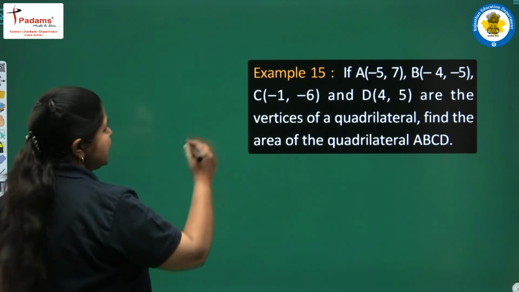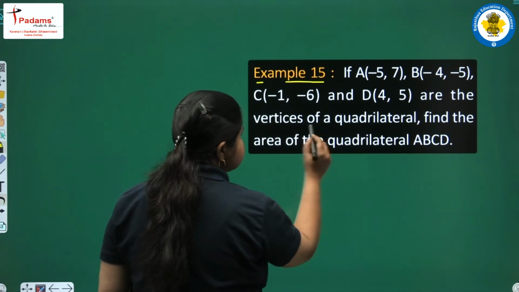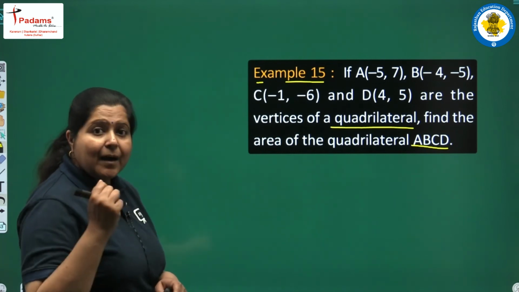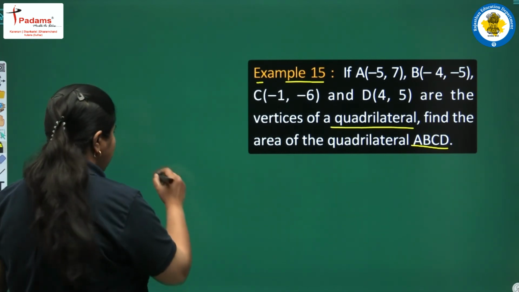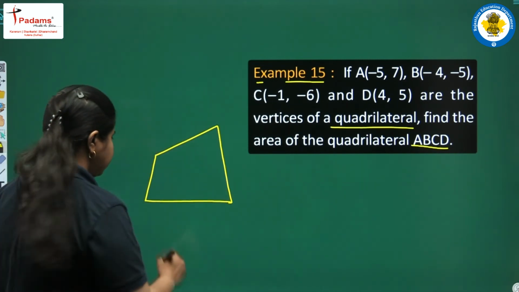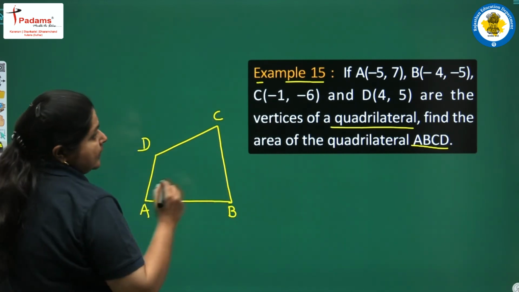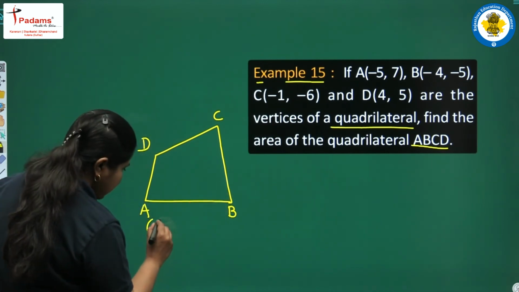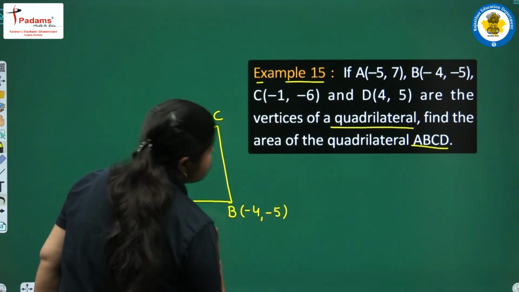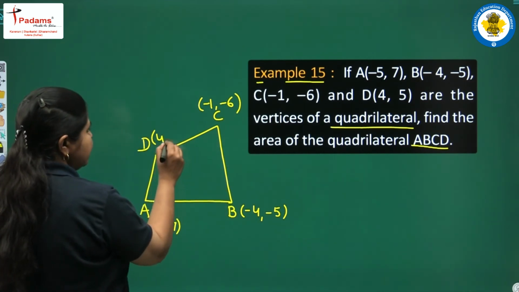Next we have one more example. Example 15. If points A, B, C and D are the vertices of a quadrilateral, find the area of the quadrilateral ABCD. अब यहाँ पर एक quadrilateral की बात हो रही है और उसमें होती हैं 4 sides. Let this be the quadrilateral. Let me name it A, B, C and D. The coordinates of A have been given to be -5, 7. Then B is -4, -5. C is given to be -1, -6 और D के कोऑर्डिनेट्स हैं 4, 5.